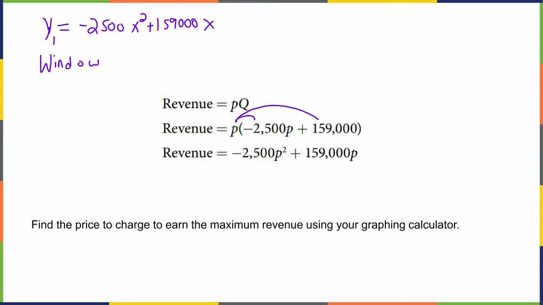Remember, it is a maximum because it's a downward facing parabola. Then you're going to go to your second calc menu and choose maximum and follow the instructions. This is going to give you your vertex. Remember, the maximum revenue number is the Y value in this case. So take a couple of moments to work that out. Work with the people around you if you're stuck, but this will be a good graphing calculator practice problem.